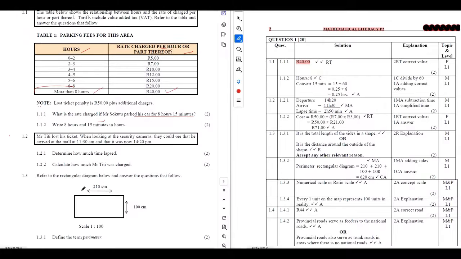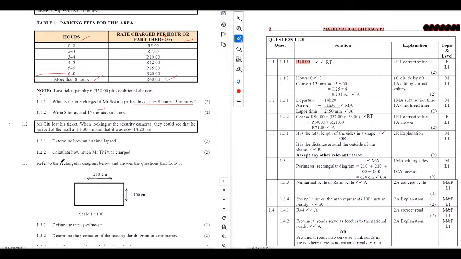And then next we will move to question 1.2. So for question 1.2, they are saying that Mr. Titi lost his ticket. And remember that if a person loses their ticket, they need to pay the 50 rand, the lost ticket penalty, which is 50 rand. Okay. And if you check here, we can see how it was calculated.